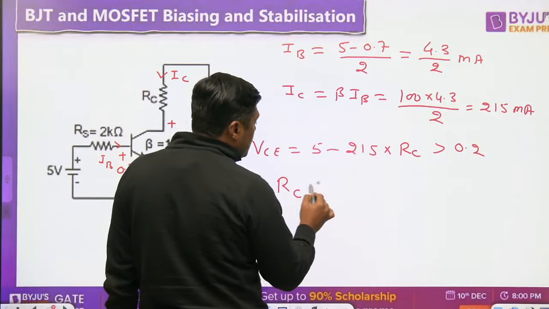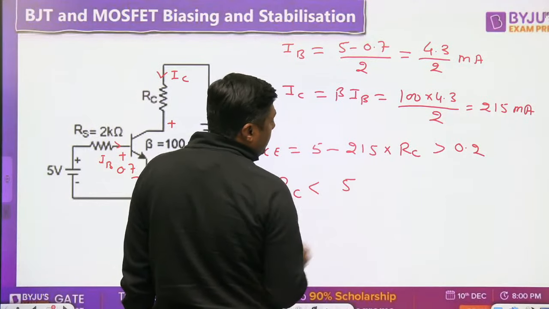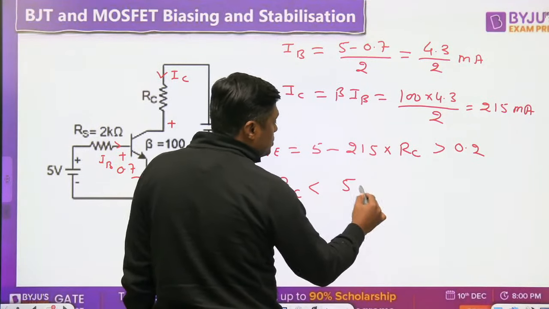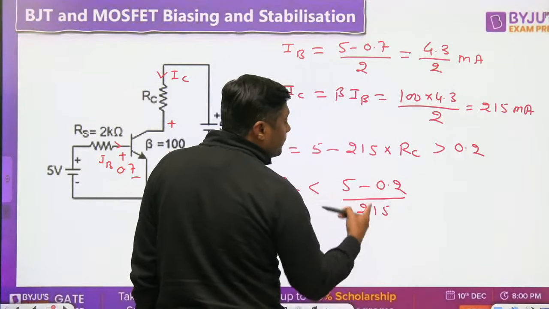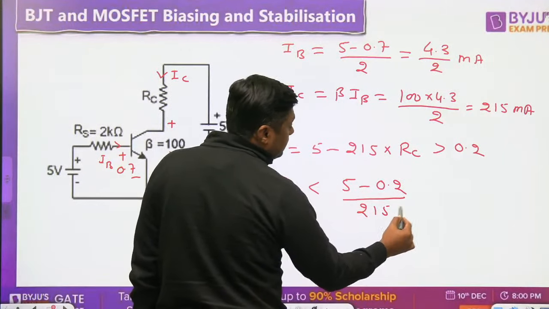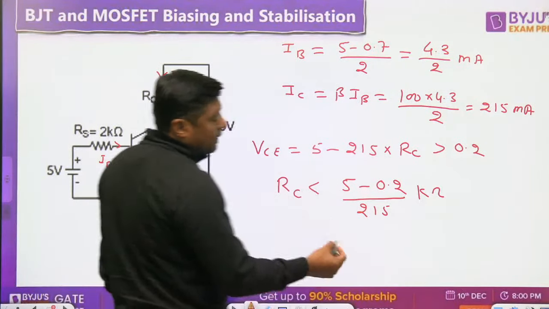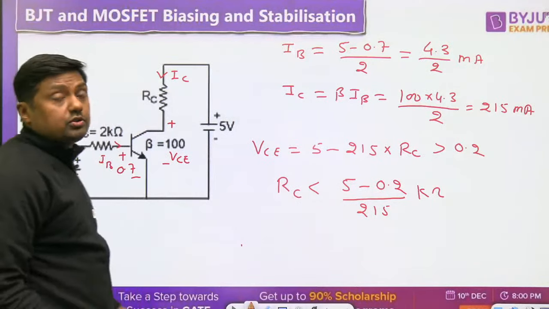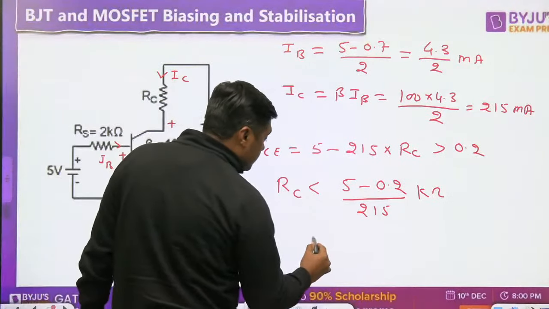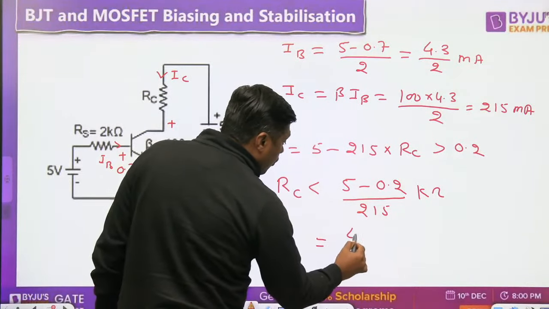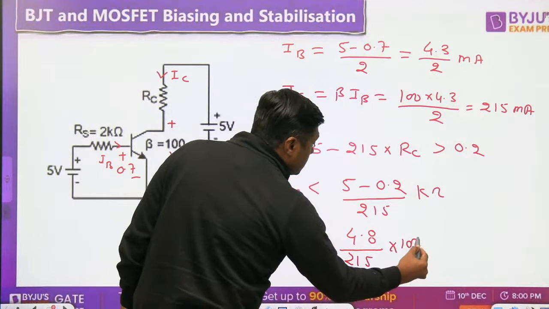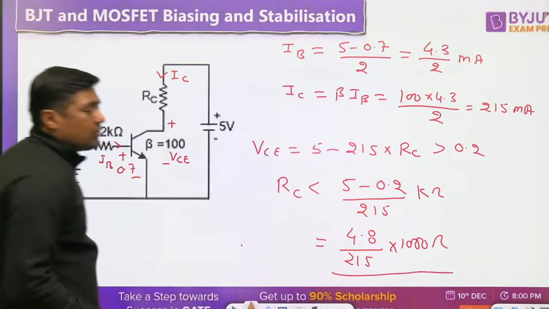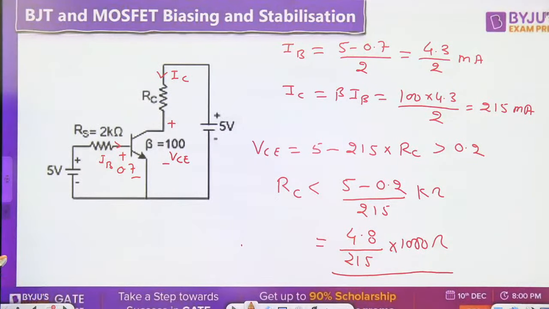So, RC should be less than (5 minus 0.2) divided by 215 milliampere. So, the answer will be in kilo ohm. Tell me what is the answer. But the answer should be in ohm, so it should be multiplied with 1000. 4.8 upon 215 into 1000. That is converted into ohm. Very simple question. You have to save the time, right?